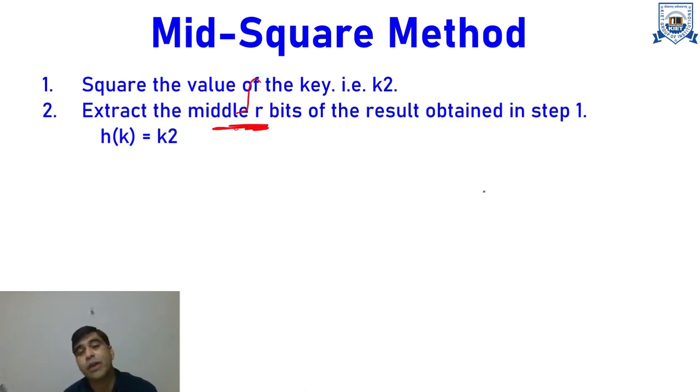How do we find r? R is the maximum digits in your hash table. Let's see this. So h of k, the hash function in this particular case, is first you calculate the square of the key value and then take out the middle r bits, and those r bits give you the actual address, the actual index of the hash table, where you can store the given key.